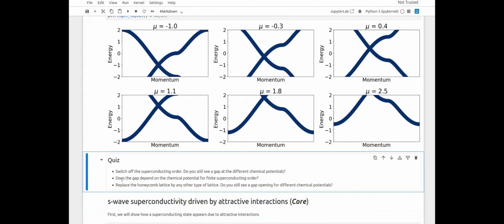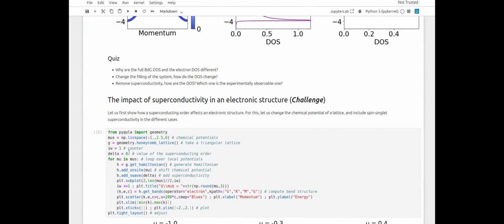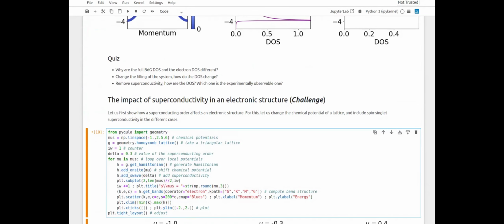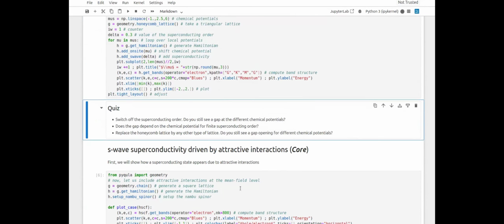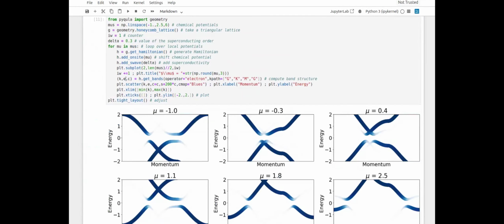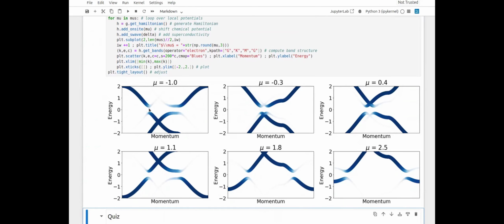Now, next question. Does the gap depend on the chemical potential for finite superconducting order? For this, we can just add a finite superconducting order. Let it just say 0.3 and see what happens. What you actually observe is that when we put the superconducting gap equal to 0.3, we get all the time a gap of 0.3 in the electronic structure. And this is, of course, by definition.